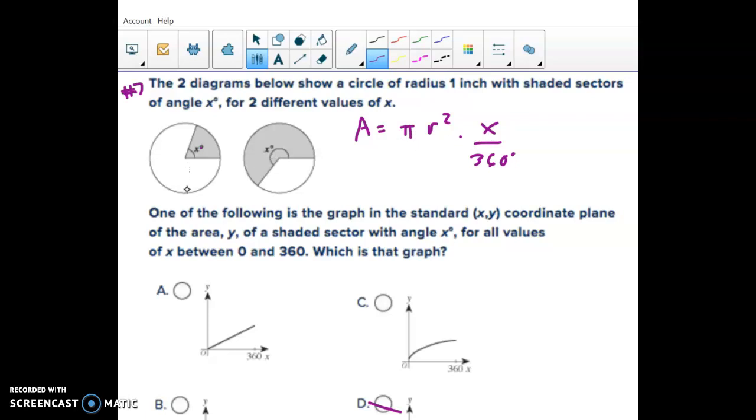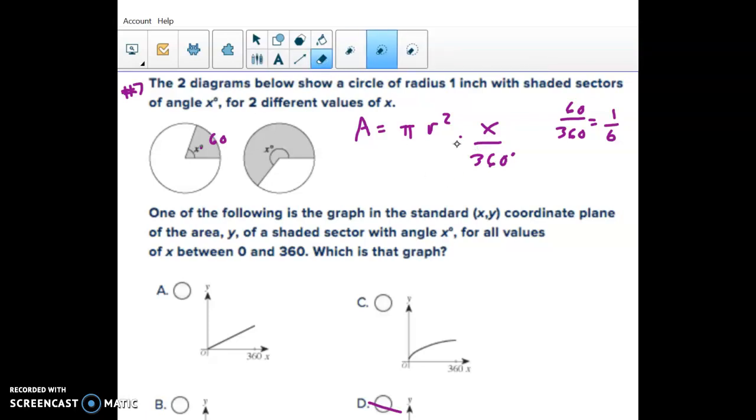So a simple example would be if this angle, like in this first picture, looks like it's 60, then we would do 60 over 360, and you'd really have 1/6 of the area. So if x was 60, you'd take the whole full area here and multiply by 1/6, and that would get you the area of the sector, right?